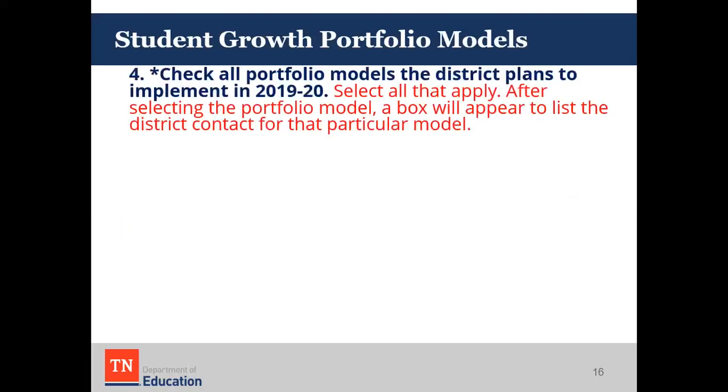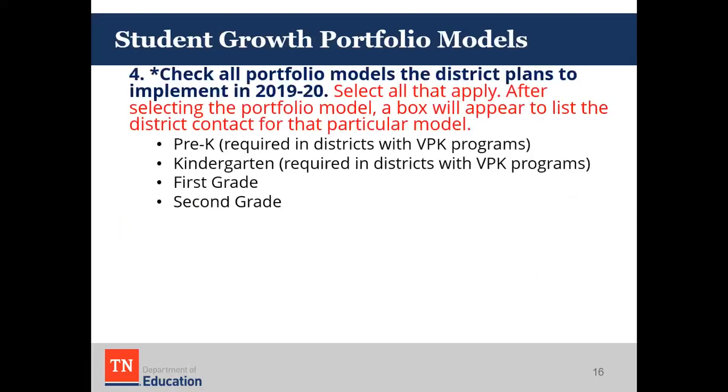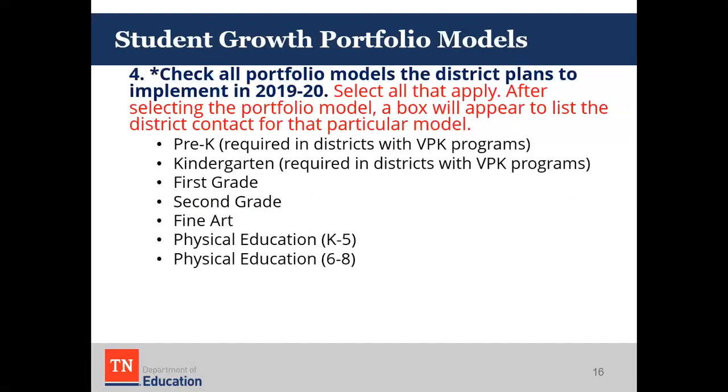The models that are available for selection in the survey are pre-K and K, and again, those are required in districts with BPK programs, first grade, second grade, fine art, PE K5, and PE K6. So selecting these models in your survey is important.